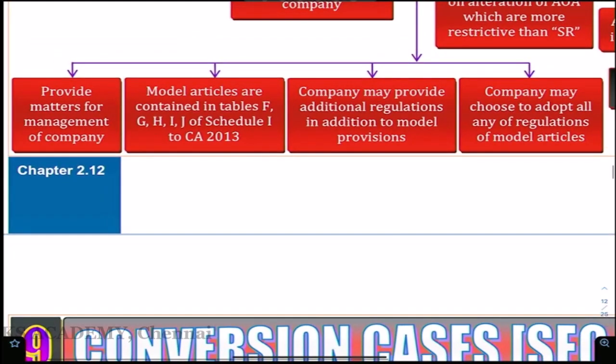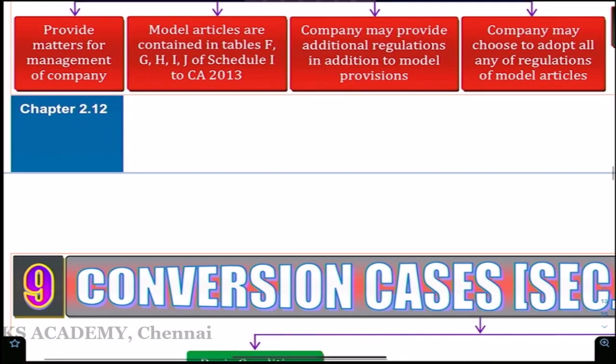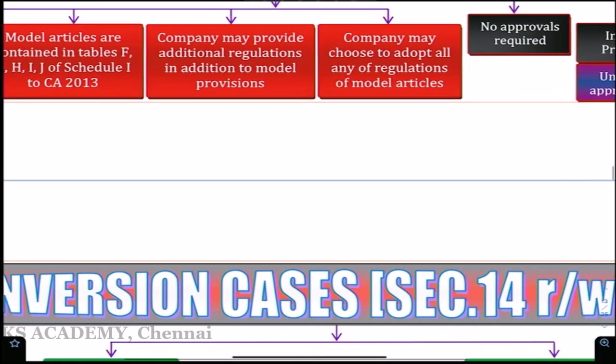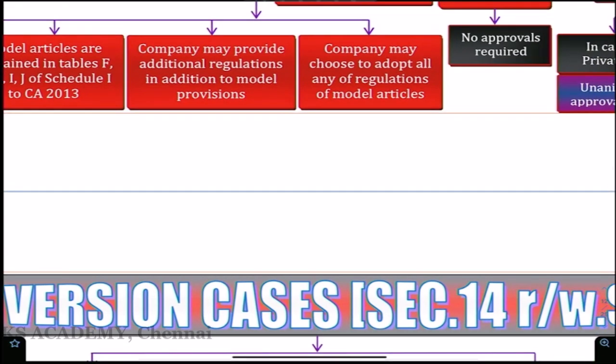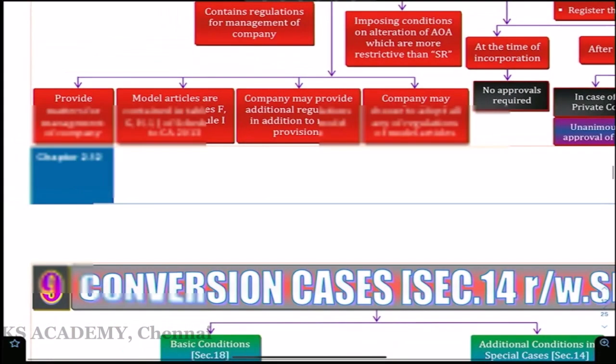So, see here. Effect of model articles. Tell me. Model articles will provide matters for what? Management of company. You should only tell what are the tables of articles? F, G, H, I, J of schedule number 1. Next, company may provide for additional regulations. Yes. Now tell me, I have to adopt all table F. All or any? Those are the 4 points we read there.